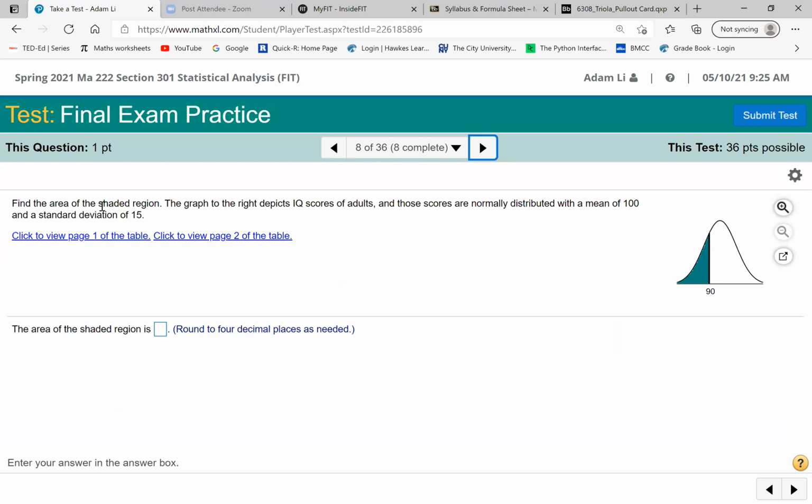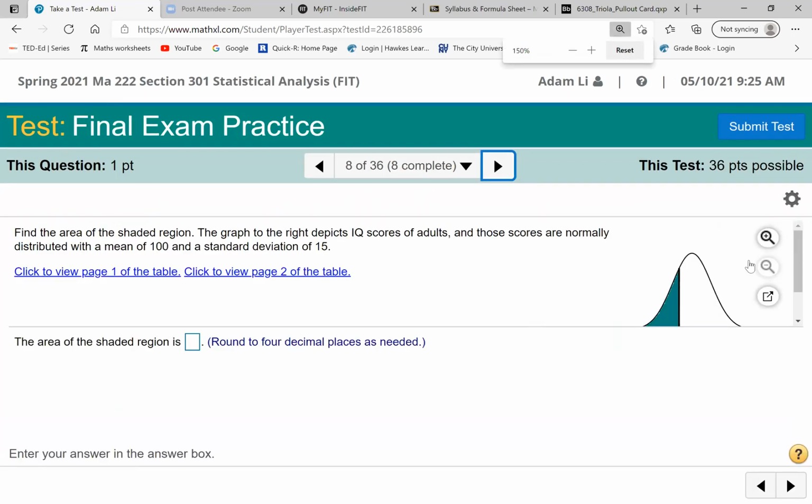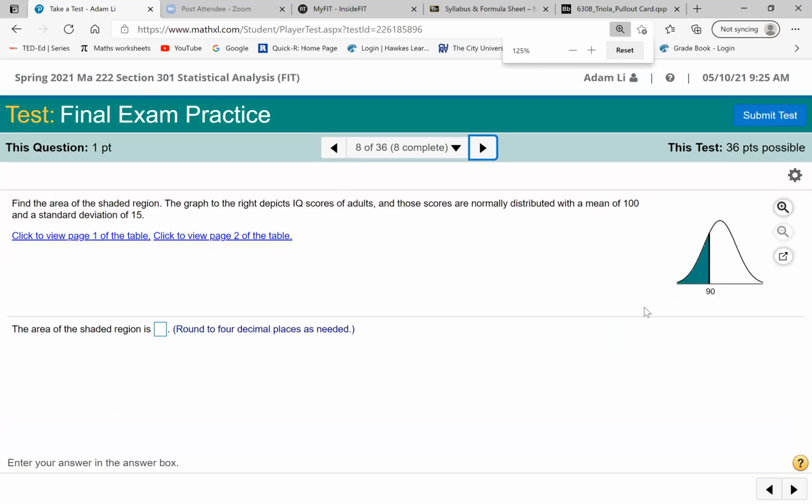Oh, by the way, you'll find the final covers only chapters 6, 7, 8, and 10. Only 4 chapters, not the entire semester. One of your classmates emailed me about this, and I just want to mention that to you. So whatever appears on the final review will be similar to your actual final.